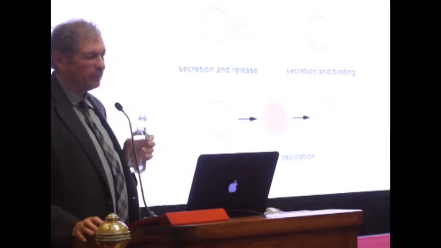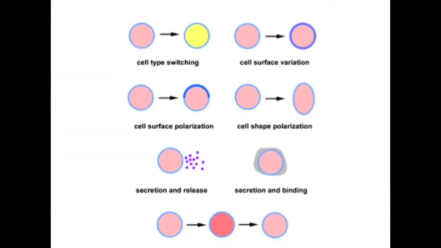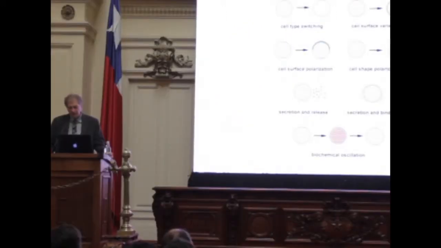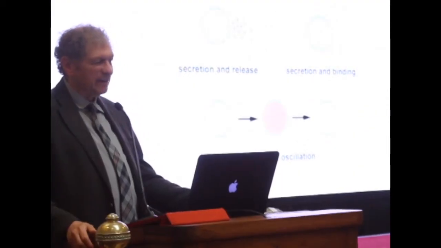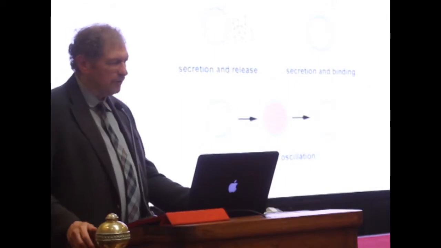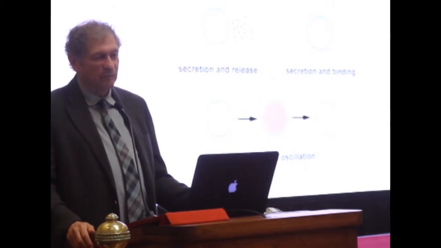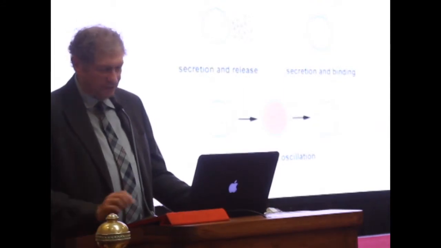Now, all cells, whether they're opisthokonts or other kinds of cells, unicellular organisms, can all do the same things. They can switch between cell types. Bacteria can do this, and amoeba can do this. Cell surface variation, cell surface polarization: cells become different from one end to the other. Cell shape polarization: cells become a different shape from the cell they originated from. They can secrete and release materials, they can secrete and bind materials, and they can oscillate from one state to another. You don't have to be a multicellular animal or embryo or plant to do these things. All cells can do this.